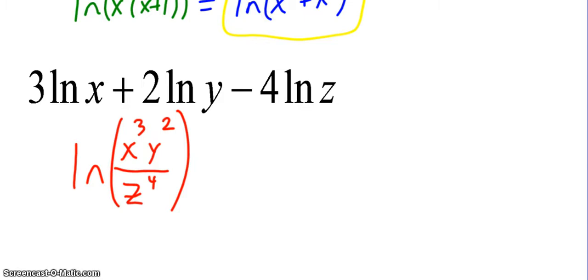Here, for 3 natural log of x plus 2 natural log of y minus 4 natural log of z, bring up the coefficients in front of each natural log as an exponent, and then these are addition, so we multiply them, and then we have subtraction, so that becomes division.